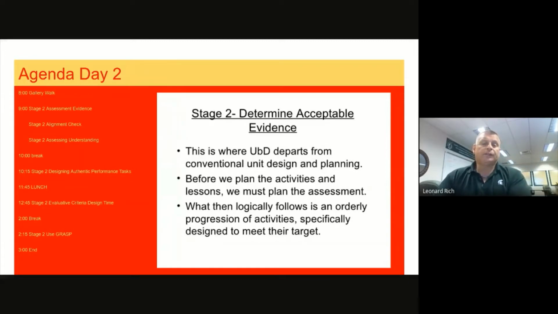This is where UbD departs from conventional unit design and planning. Typically, we teach, and then design the assessment. No, we're going to plan the assessment first, our summative assessment that we're going to correct for right and wrong. Then we're going to work backwards. Now that we know what we want to measure, what lessons will provide the knowledge and skills that will equal proficient measurement?